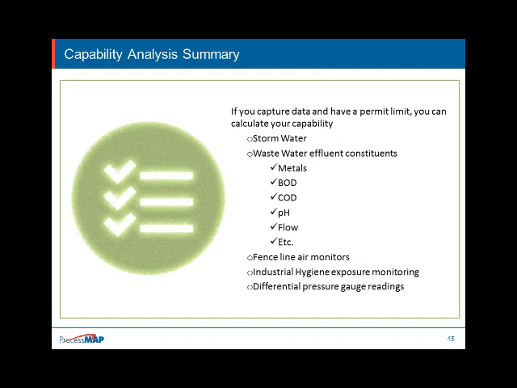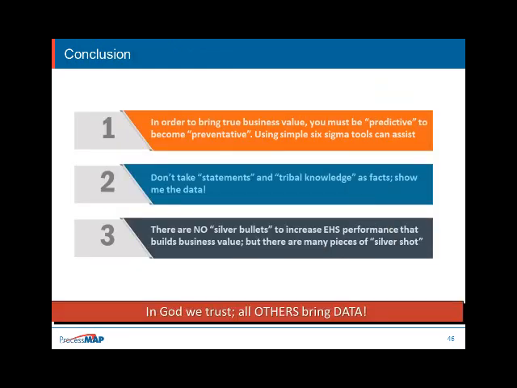Okay, just a little bit of capability analysis summary. If you have a permit limit, for stormwater, all your wastewater effluents, fence line air monitors, industrial hygiene exposure monitoring, differential pressure gauge readings. If you're capturing data and if you have a limit, you can calculate a capability, do a capability analysis. All right, so in conclusion here, in order to bring true business value, you must be predictive to become preventative. When you can predict that you're going to be out of compliance, you can go in there and fix it first to be preventative. So these simple Six Sigma tools can assist you.